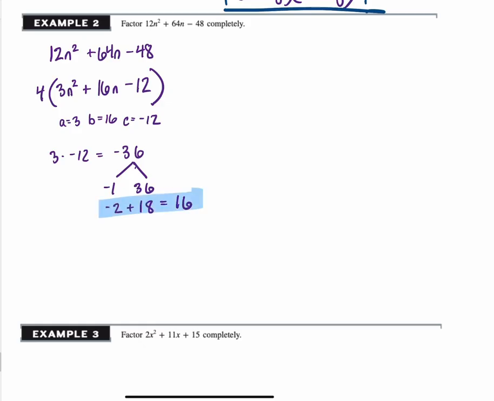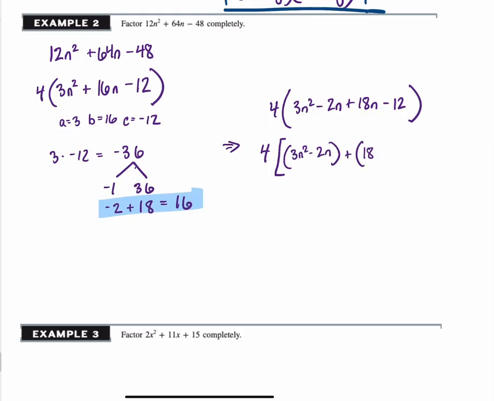So let's take those two numbers and rewrite our middle term. Let's not forget that the 4 is out front still. So I'll write this as 3n squared minus 2n plus 18n minus 12. So let's put these into two groups. That'll be 3n squared minus 2n plus 18n minus 12. Now in the first set of parentheses, they both have one n in common. So that can come out. I'll be left with 3n minus 2.